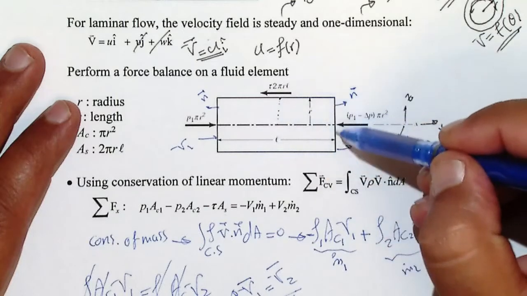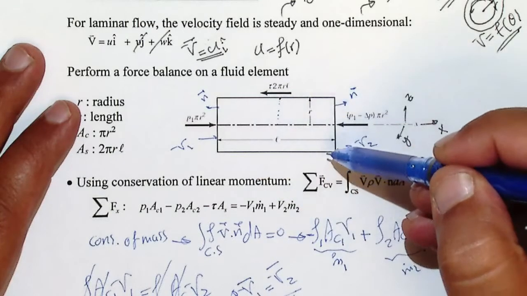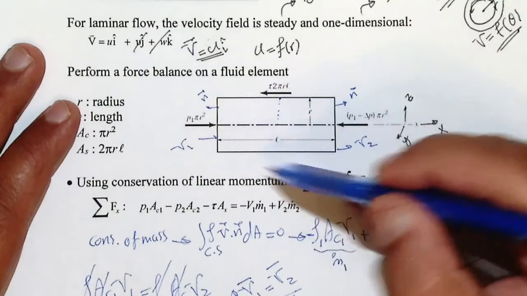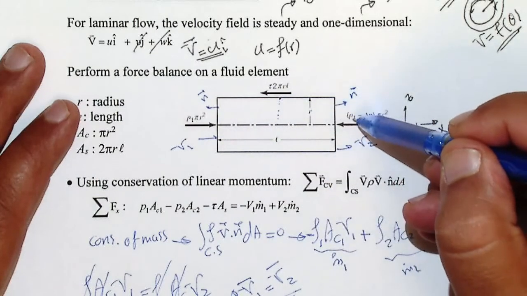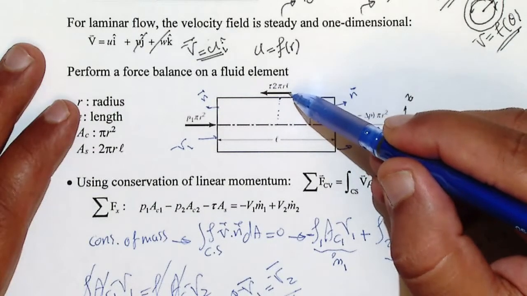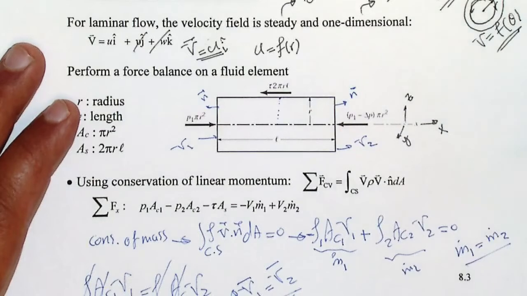But when you define your control volume or fluid element like this, then whatever you have around this control volume, between the control volume and the surrounding area, or at the boundaries or surface of the control volume, you will need to find it out.